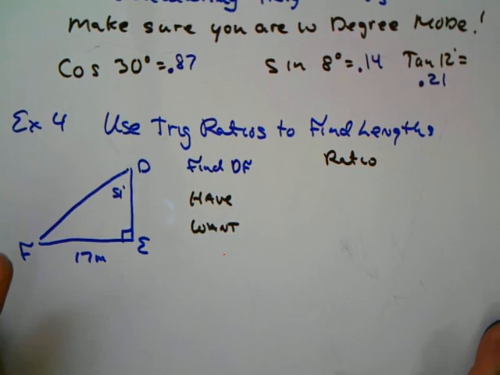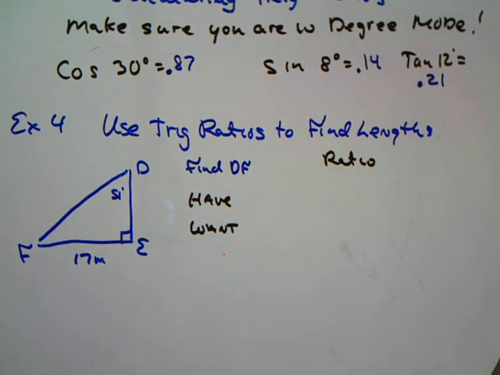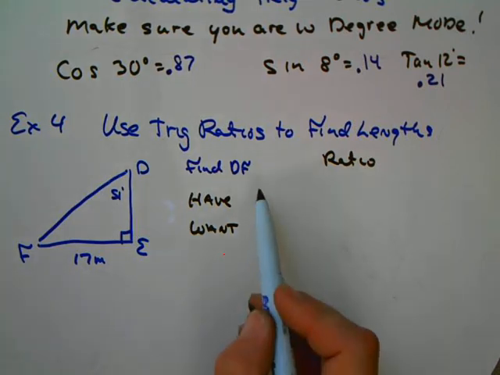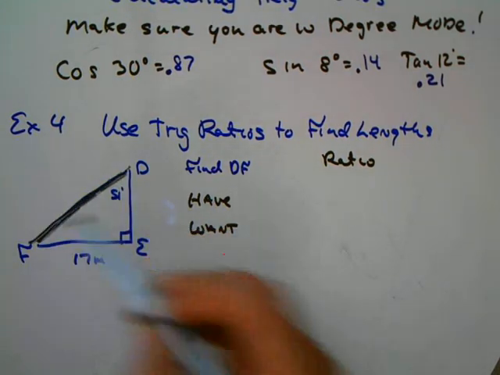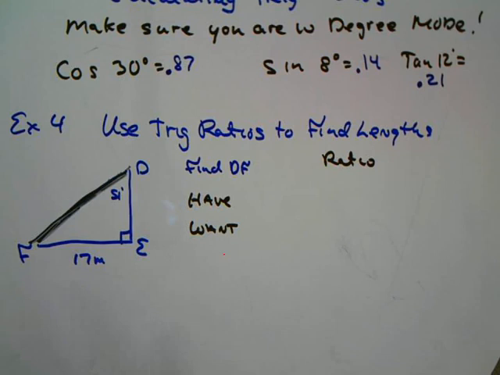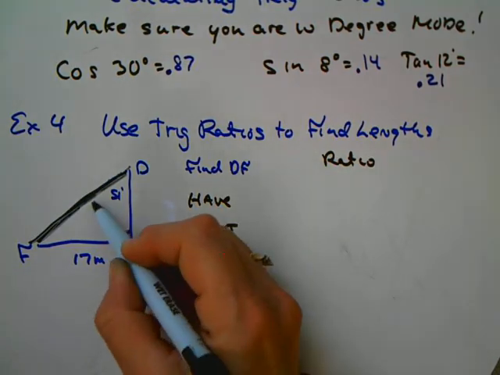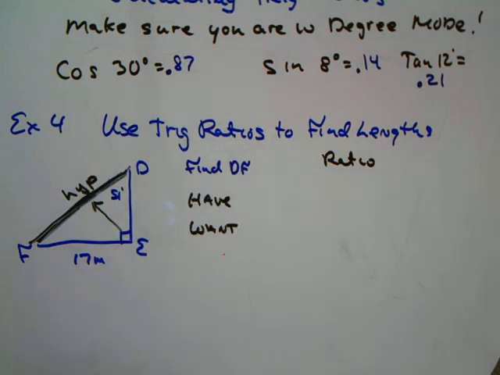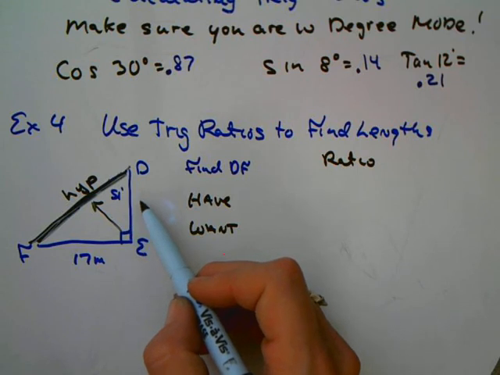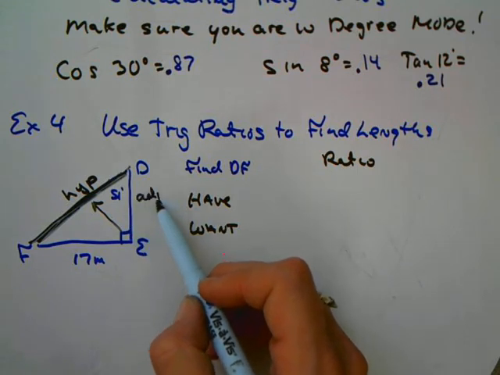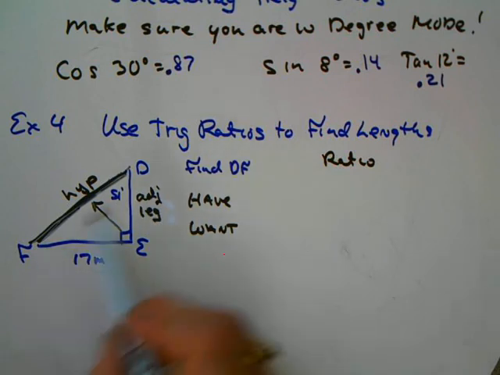Now, the next thing we're going to do is use these ratios to find length. You have to be kind of analytical on this. Let's say we want to find DF. We want to find this length right here. The first thing I'm going to do is identify which sides are which in my triangle. Across from the right angle is the hypotenuse. I have this angle to work with, so in relation to this angle, DE is the adjacent leg, and FE across from it is my opposite leg.